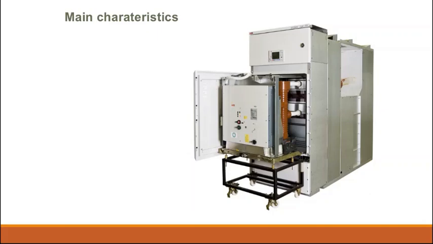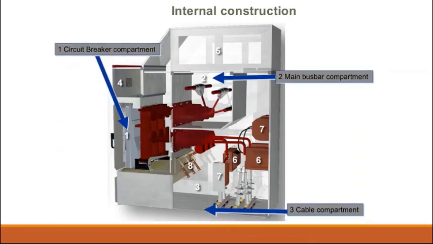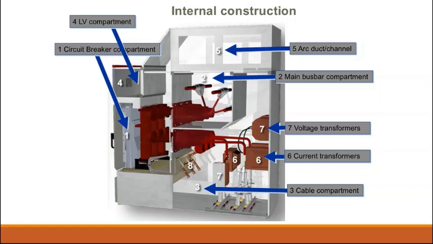Let us see the cross sectional view of this breaker. Here is the internal construction. Number one, this is the breaker compartment where the breaker top limb and bottom limb go and connect. And here, this is the main bus bar compartment, which can work either as a feeder or as an incomer.